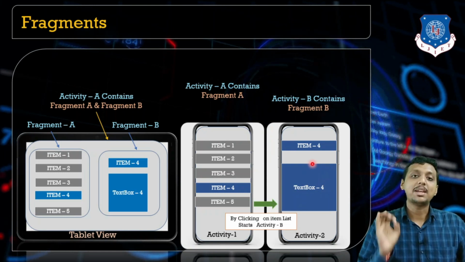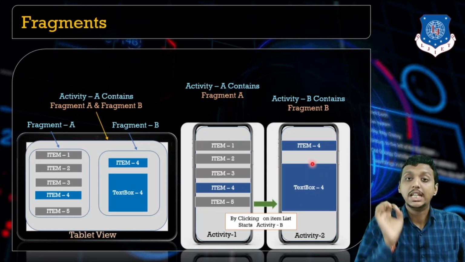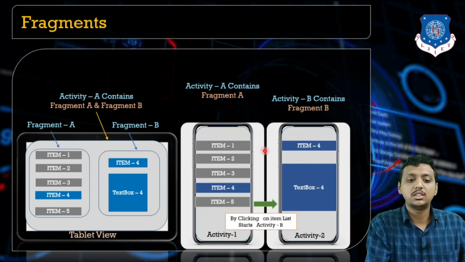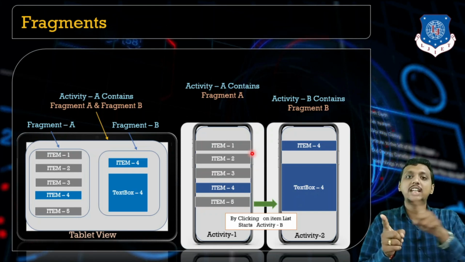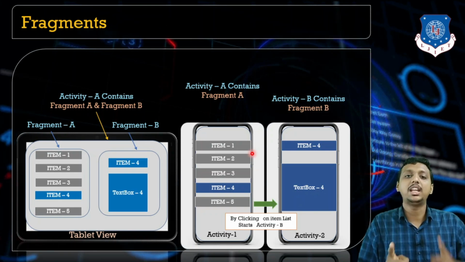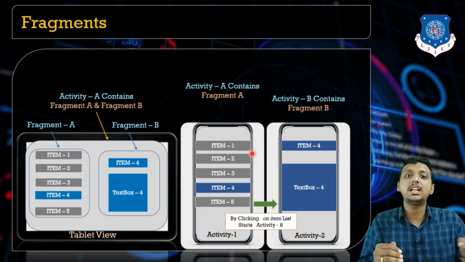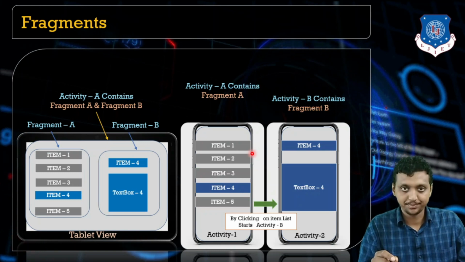Now, I'm explaining the concept of modularity over here, so just focus very carefully. Here, the two activities are there, activity A and activity B. Both activities contain different fragments, fragment A and fragment B. Fragment A contains a list of the items and fragment B contains a detailed view of the items.